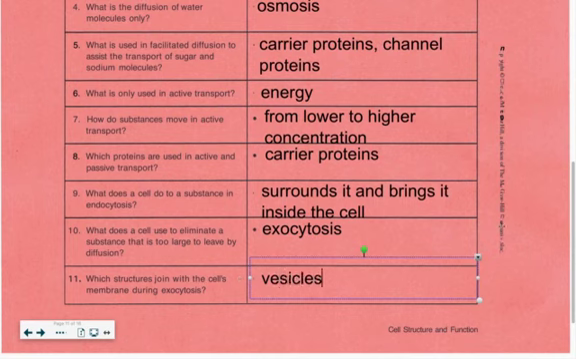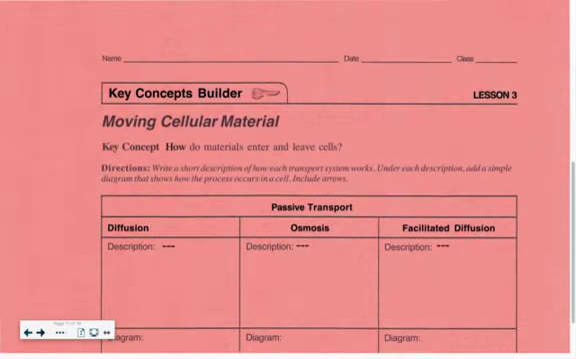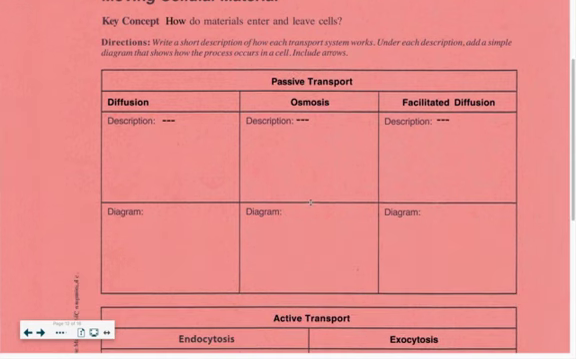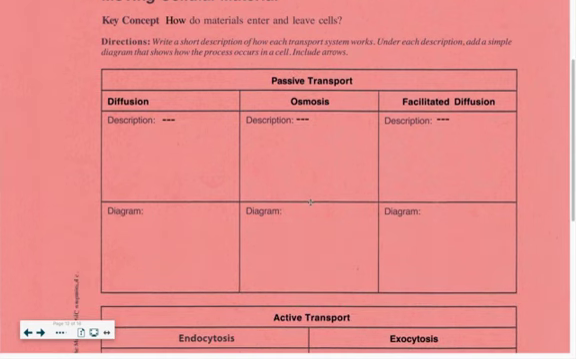All right. Next page. Skill builder. This is moving cellular materials. So there's descriptions and pictures here. We have to write a short description of each transporting system. Under each description, we add a simple diagram that shows how the process occurs in a cell, including arrows. I'll do the best I can here. I'm not exactly an artist. You guys know that. I will try my best.